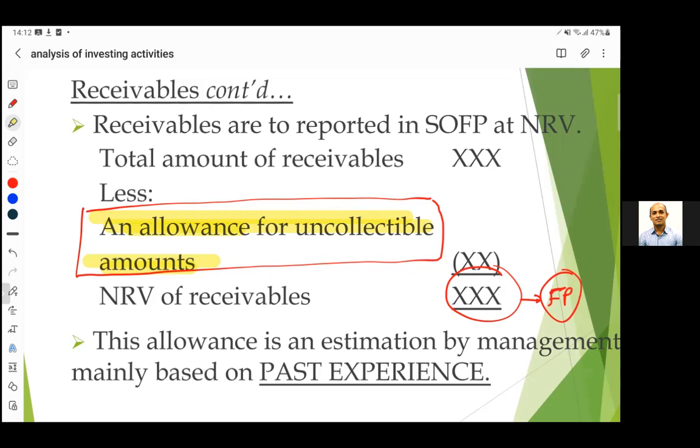Because there are situations where the company may not have made enough provision. Provision goes to the profit and loss account. The higher the provision, the lower the profit.